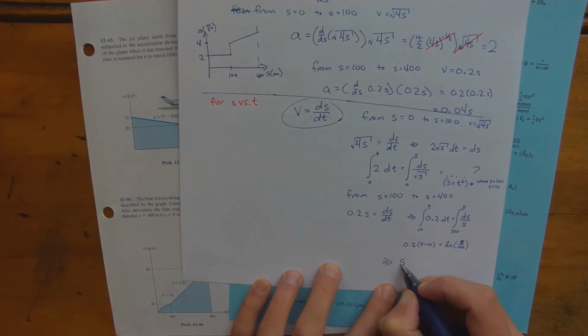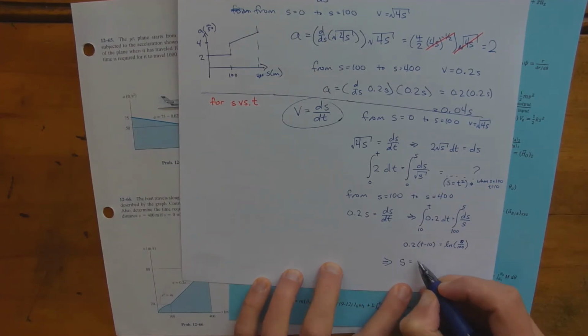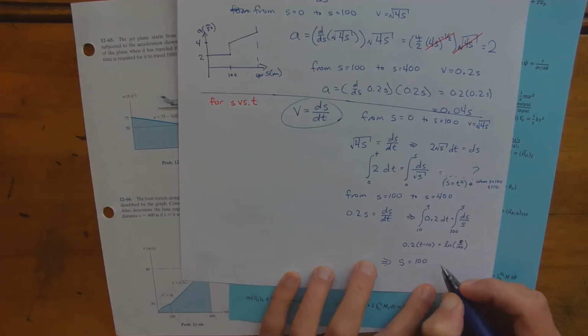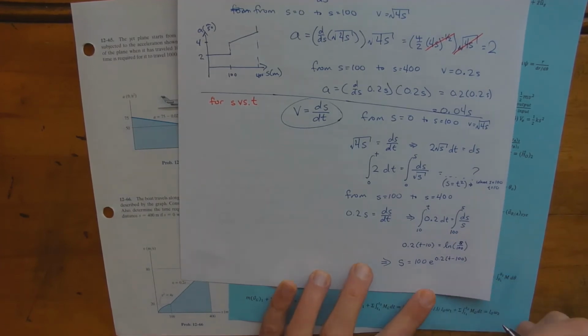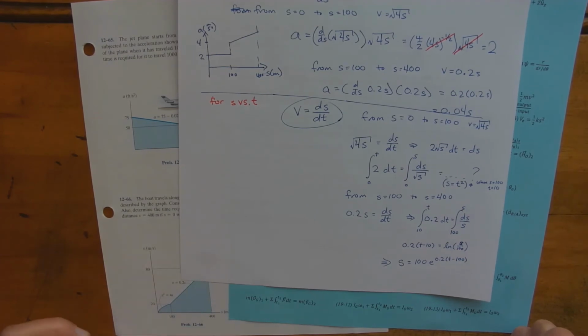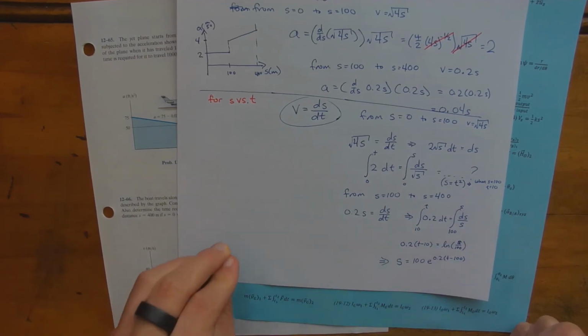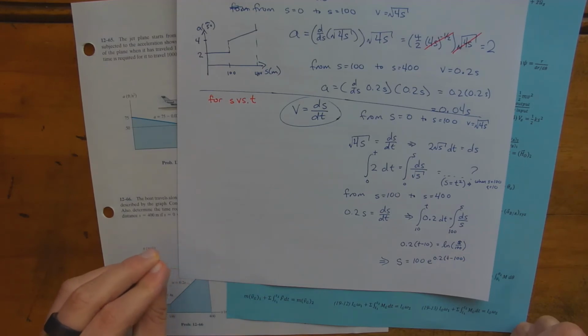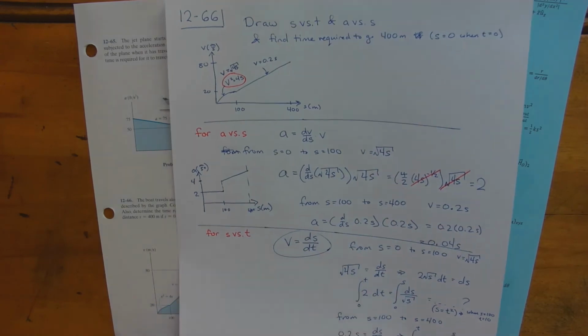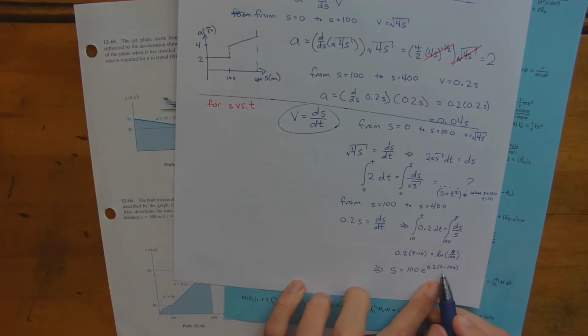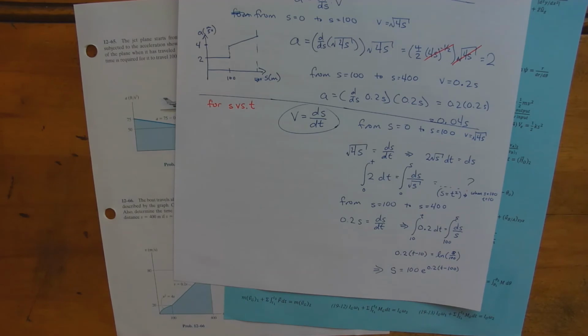But we should have s is equal to 100 e to the 0.2 times t minus 10. Then you have to draw the graph. You can use a computer to help you figure out what the graph is going to look like, and if you want to take the equations that you have here and write them on the graph so I know what you were trying to graph, you can do that as well. You also have to find the time required to go 400 meters, so that would be the time that you have here when s is equal to 400.